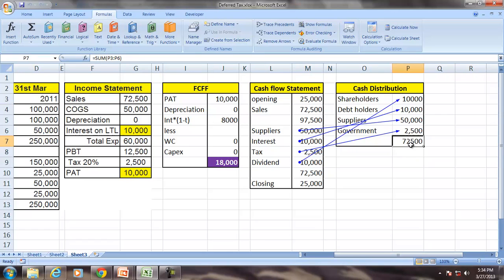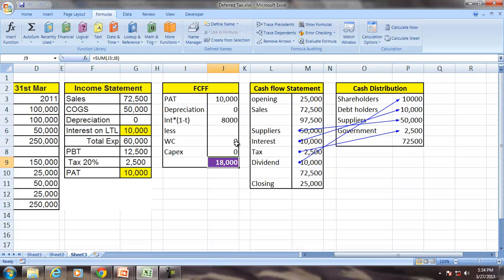No. So this is the money available for all these stakeholders, and all these stakeholders received this much of money. But the concept of the free cash flows for the firm, which was your question: first of all, why should we compare 18,000 with 20,000 only? 18,000 can be compared with the entire 72,500.